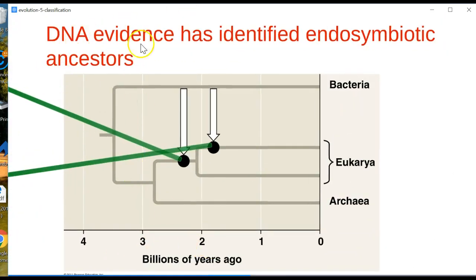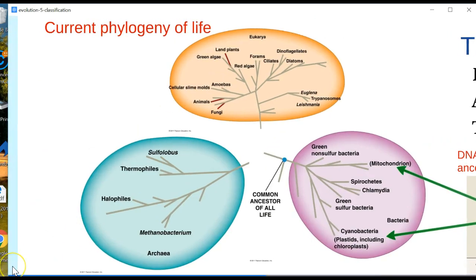Okay, so DNA evidence has also identified endosymbiotic ancestors. Again, this is something that we'll touch more on later, but it's helpful to recognize that DNA has really clarified organismal relationships. So much so, even between relationships between organisms far back as 2 billion years ago, we can use this evidence. I'm going to pause this video to review the current phylogeny of life.